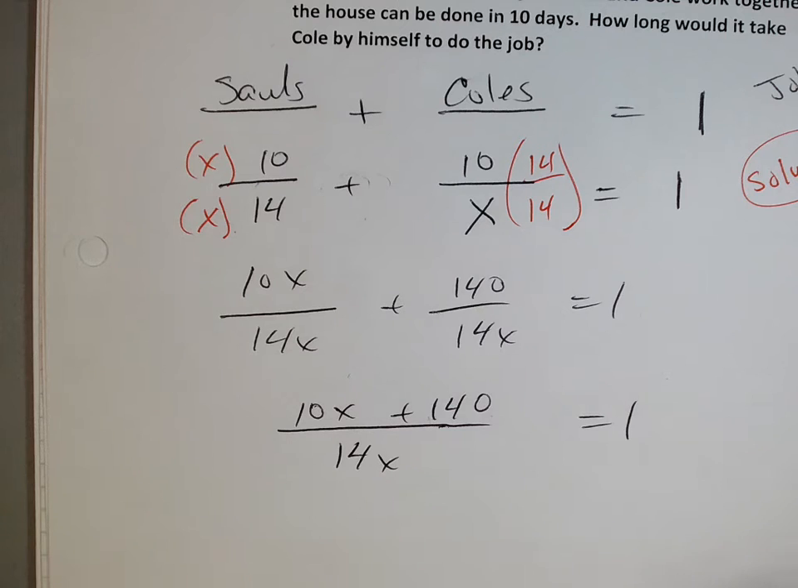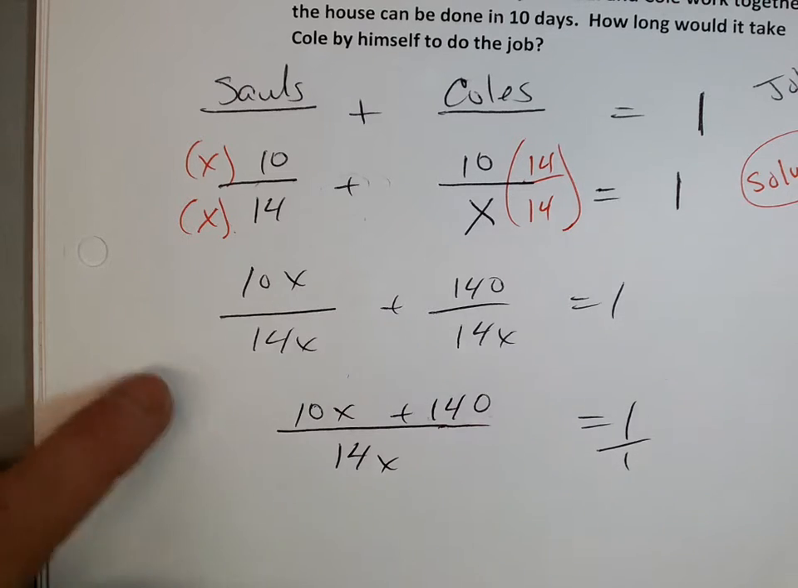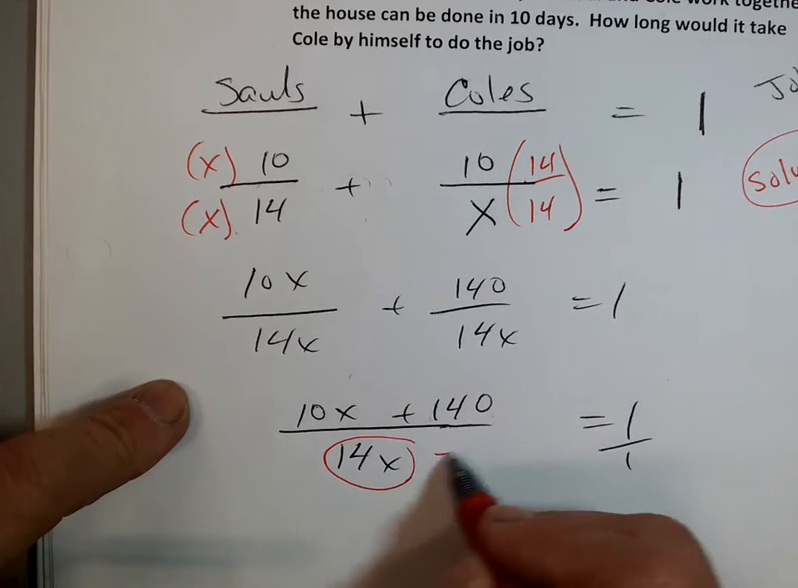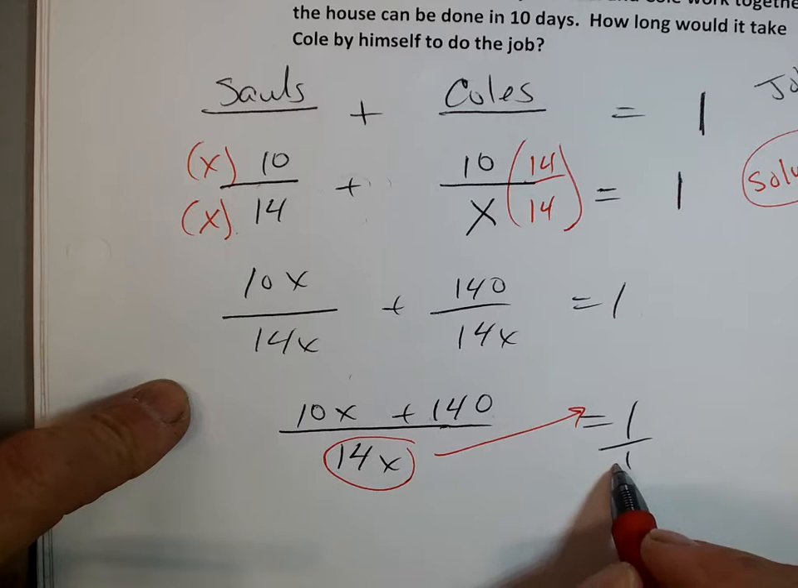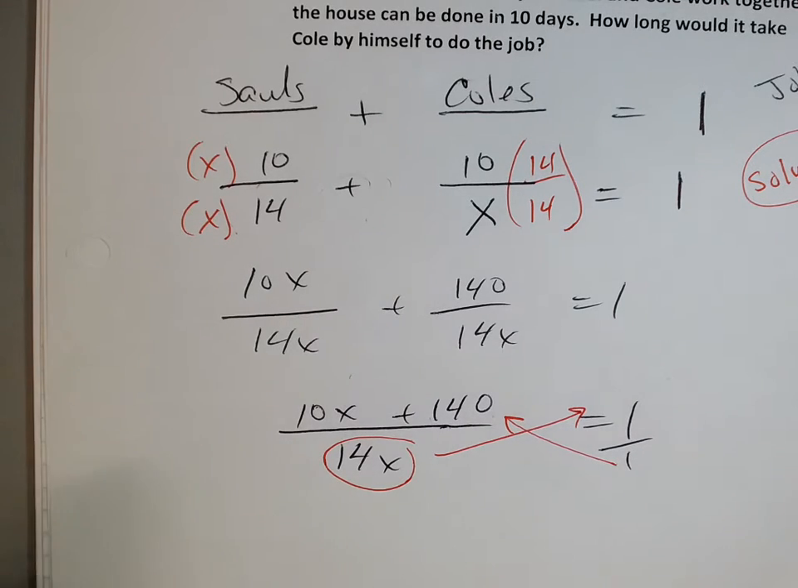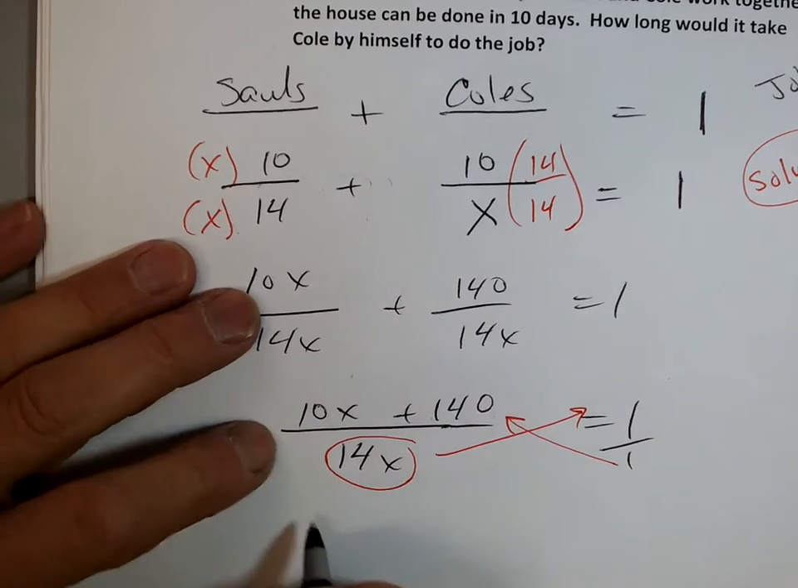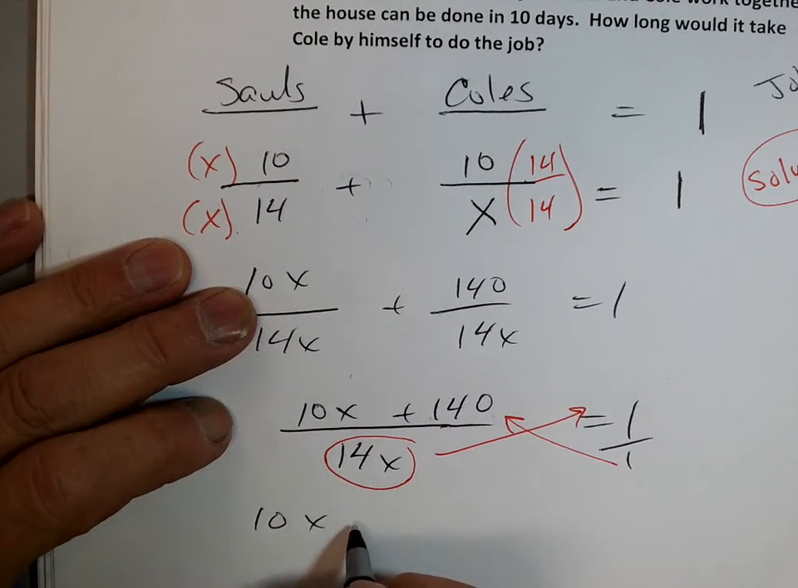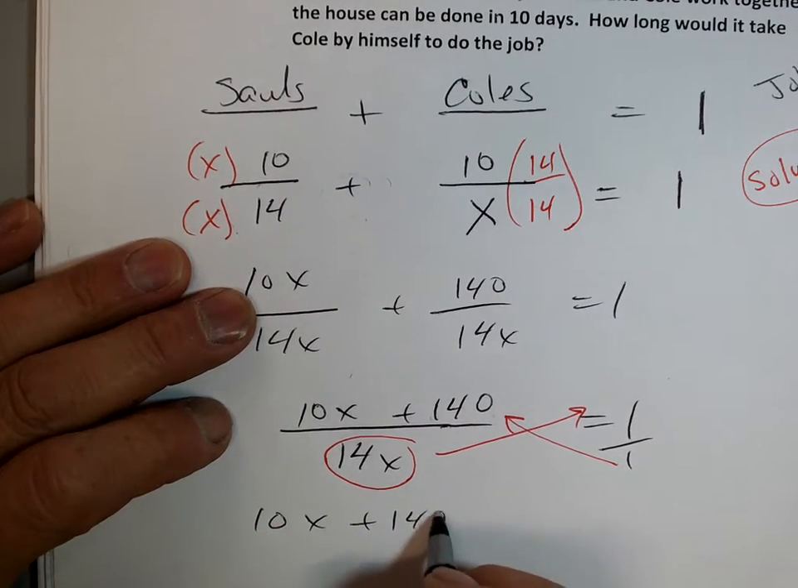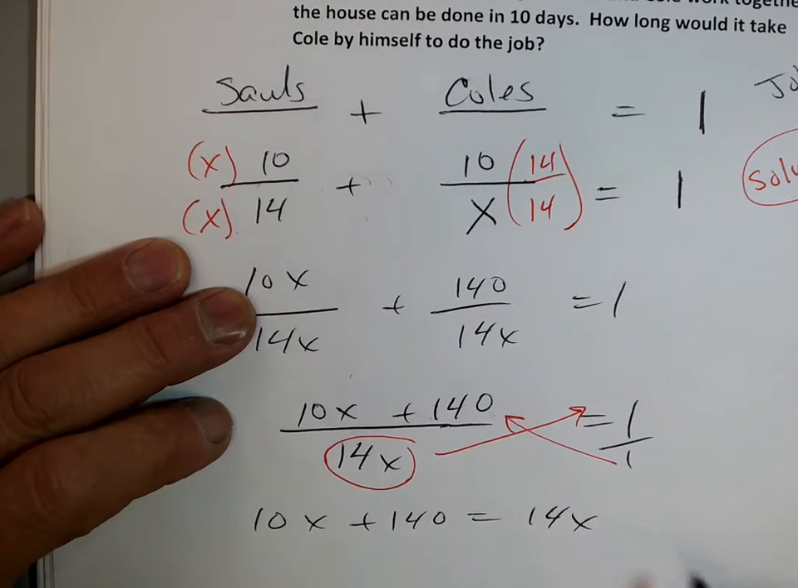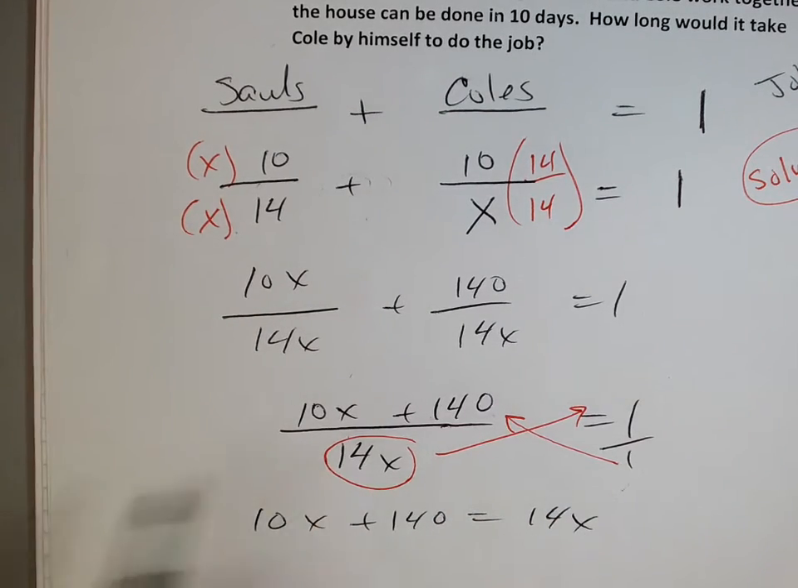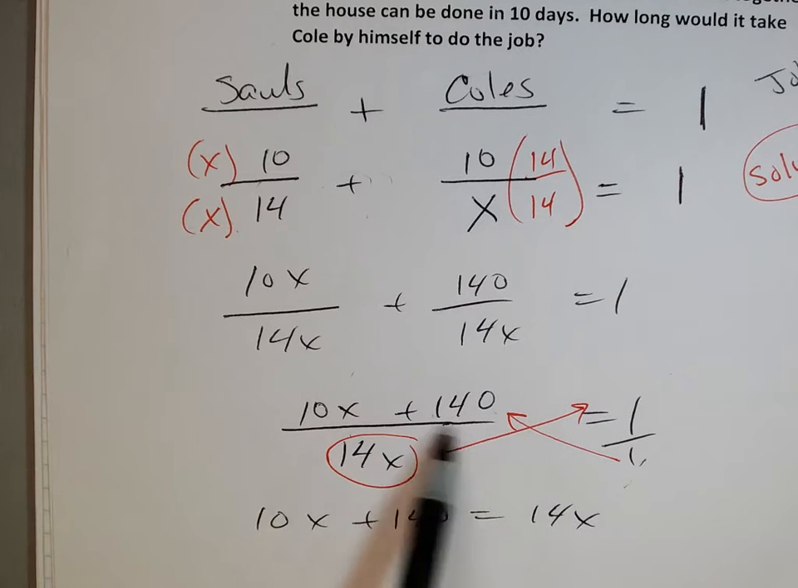Well, to solve for x, let's just cross multiply, right? If I cross multiply, I multiply my 14x up here, and I'll multiply my 1 up here, which is kind of silly to multiply by 1. So if I do this, I get 10x plus 140 equals 14x. I multiplied the 1 up here, which doesn't change anything, and 14x times 1 is 14x.